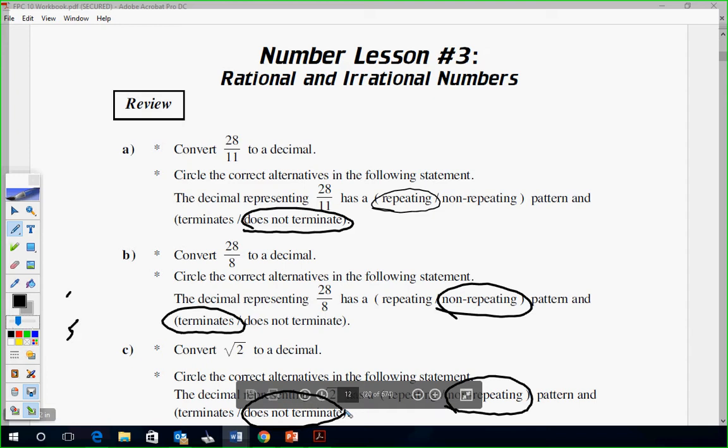So that's why radicals, and we're doing radicals this unit, that's why radicals often are the most common irrational number. What's another very common irrational number? Pi, right? Pi goes on forever. Very good. Any others?